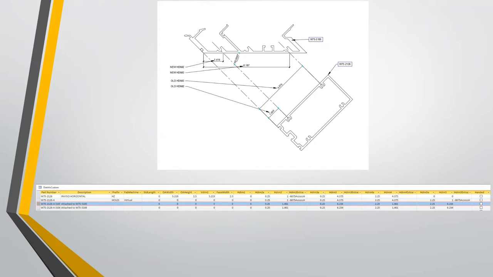Same goes for new HDIM 3. The measurement says 6.187, but on the table we have 6.234. The numbers don't match because we need to add a slight offset into the dimension. We do this in order to compensate for the pooling and movement the horizontal will have with the corner mullion when it's being fastened. Also, you can see that this horizontal does not have any HDIM extras.